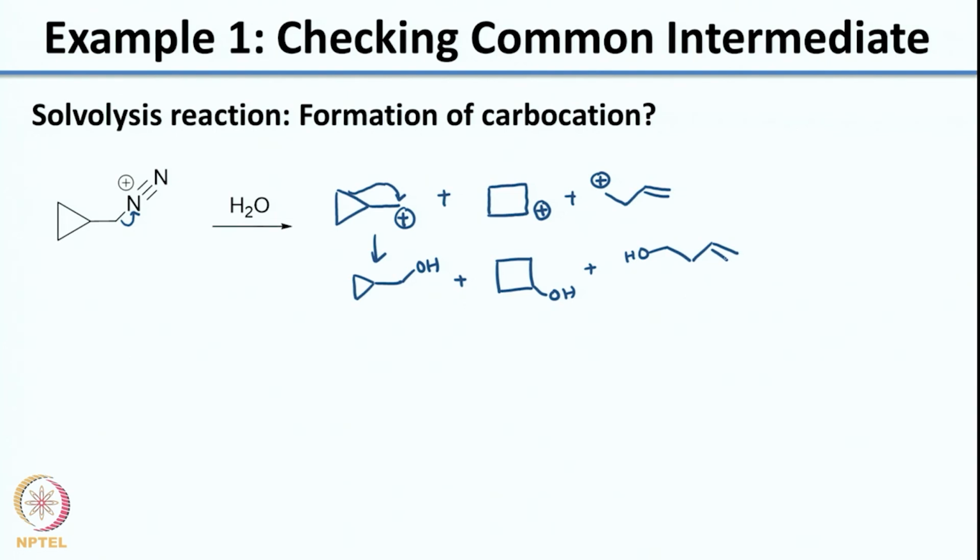Now, does this actually take place? What is seen is that you observe all these products. Now, we were talking about checking a common intermediate. So now suppose I use these two reactants. I am starting with cyclobutane with a diazonium salt attached, or we are taking the open tosylate.